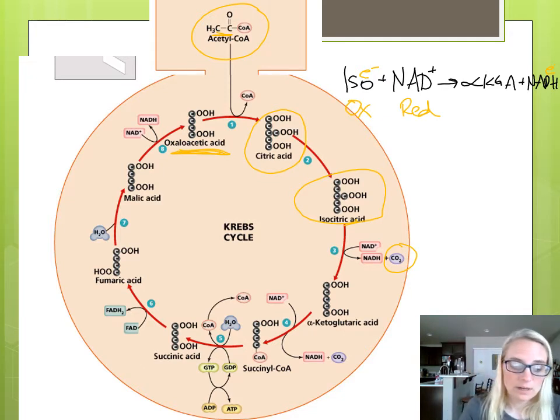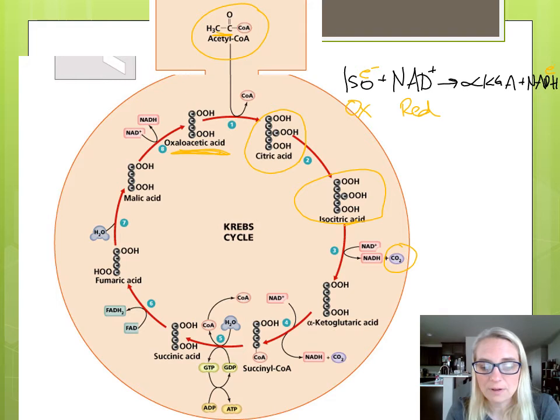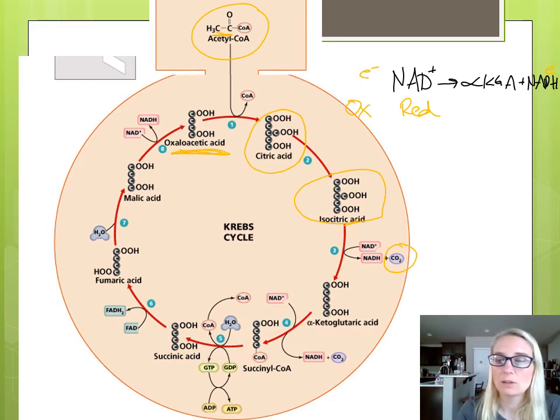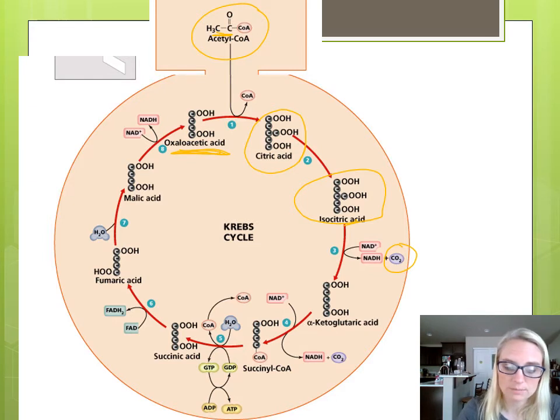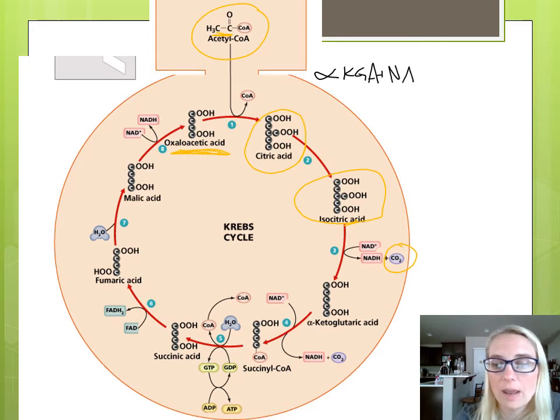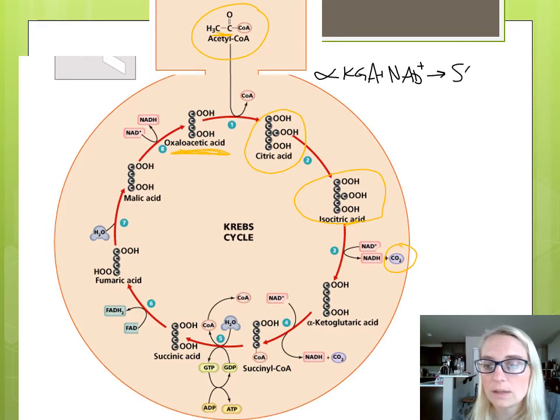All right, so here is our next step. We have our alpha ketoglutaric acid, and hey, look, it looks like another redox reaction. Who do we have here? We have alpha ketoglutaric acid plus NAD plus goes to succinyl-CoA and NADH.